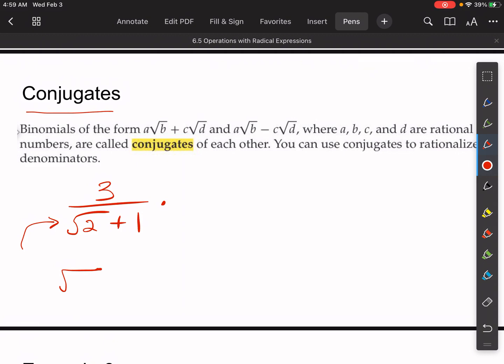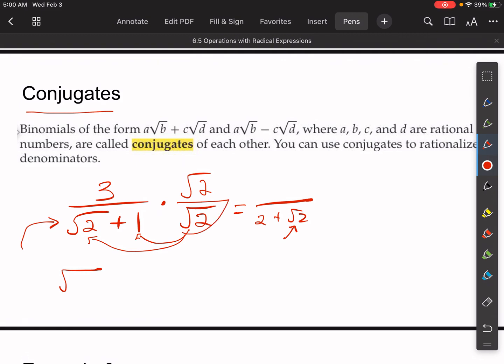And what a lot of students like to do to try to get rid of it is they're like, oh, well, I could just multiply by square root of 2. Okay, but if you do that, remember that that applies to both pieces, right? So if I end up doing that, I get 2 plus root 2, and the radical did not disappear. In fact, you can't multiply that by any single term like this.